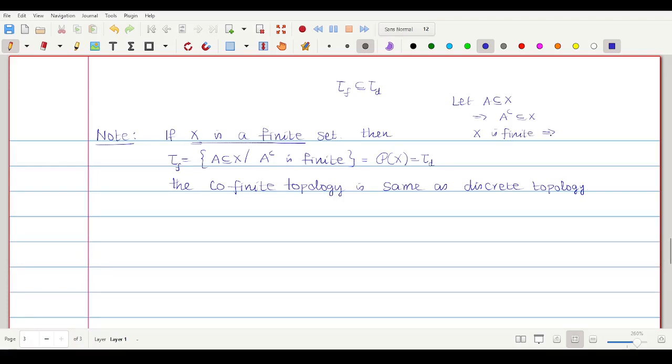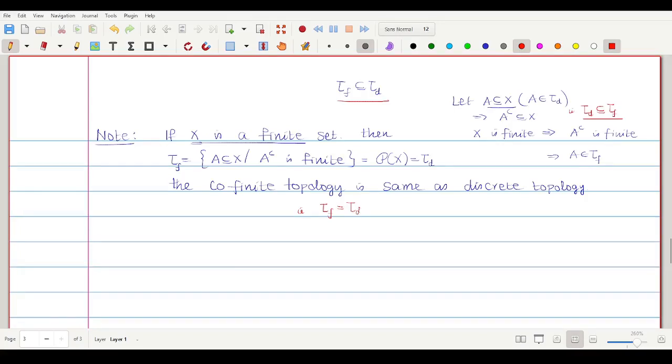This must imply that a complement is finite. Okay, so this implies that A belongs to tau_f. Here, A is some subset of X, which means A belongs to tau_d. And then we prove that A belongs to tau_f, so we have proved that tau_d is a subset of tau_f. So by this and this, tau_f is the same, that is tau_f is equal to tau_d.